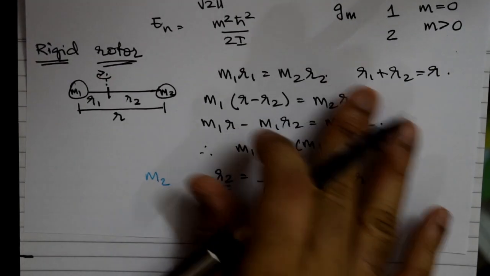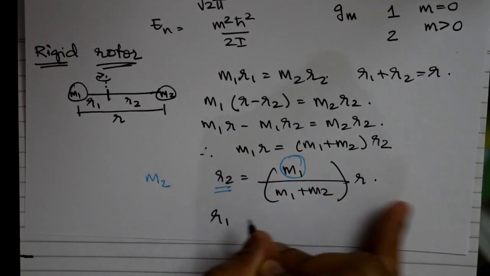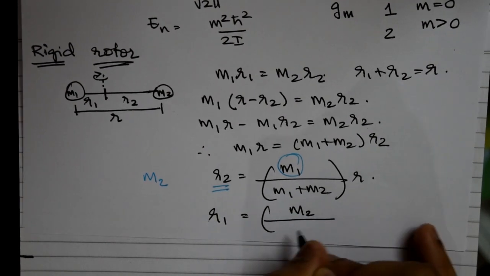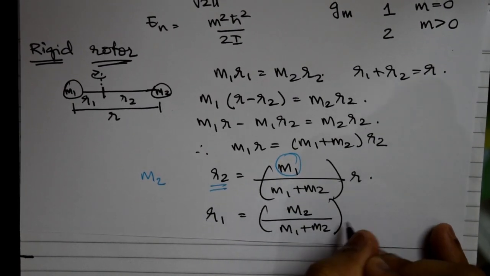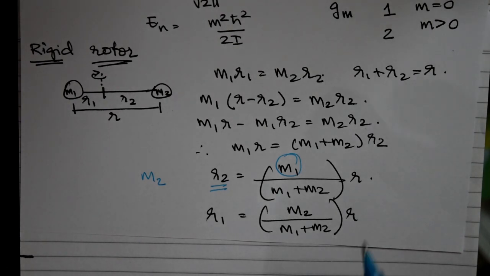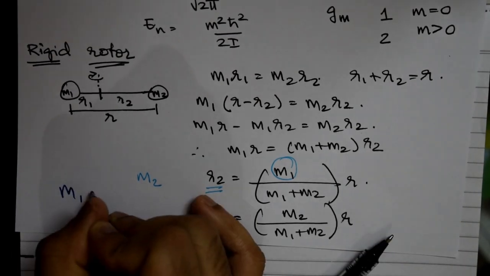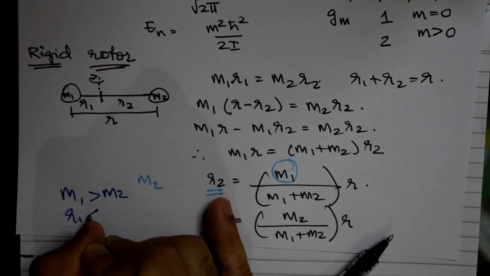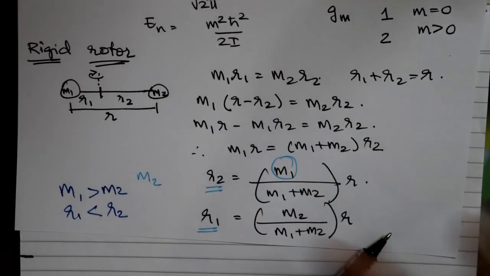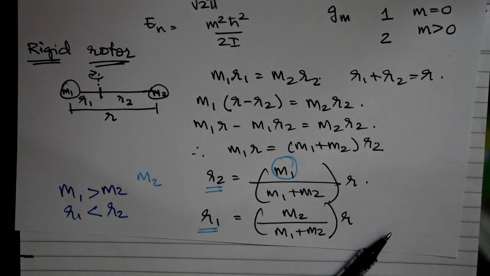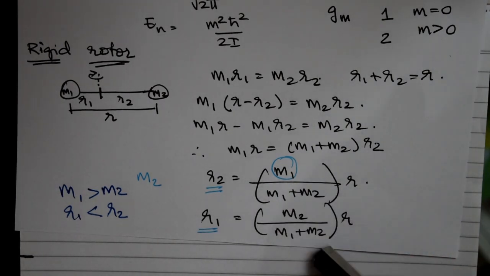And if you patiently derive the relationship of R1 to R, you will end up getting this equation. Meaning that if M1 is heavier than M2, therefore M2 is less than M1, then R1 will be smaller. So in this case, what we are able to immediately understand is that for M1 greater than M2, R1 is less than R2. So this is not surprising. It's always easy to move the lighter body more than the heavier body. That's the same thing we are able to understand from these equations.